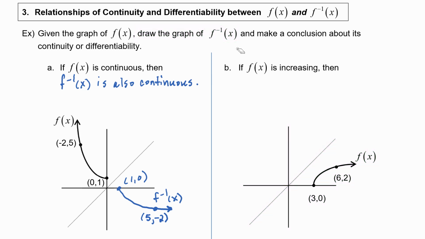Now from f to f inverse, we know that we have to switch x and y. So if f of x has the point (3, 0), then that means f inverse will have the point (0, 3). And if f of x has the point (6, 2), then f inverse of x will have the point (2, 6).